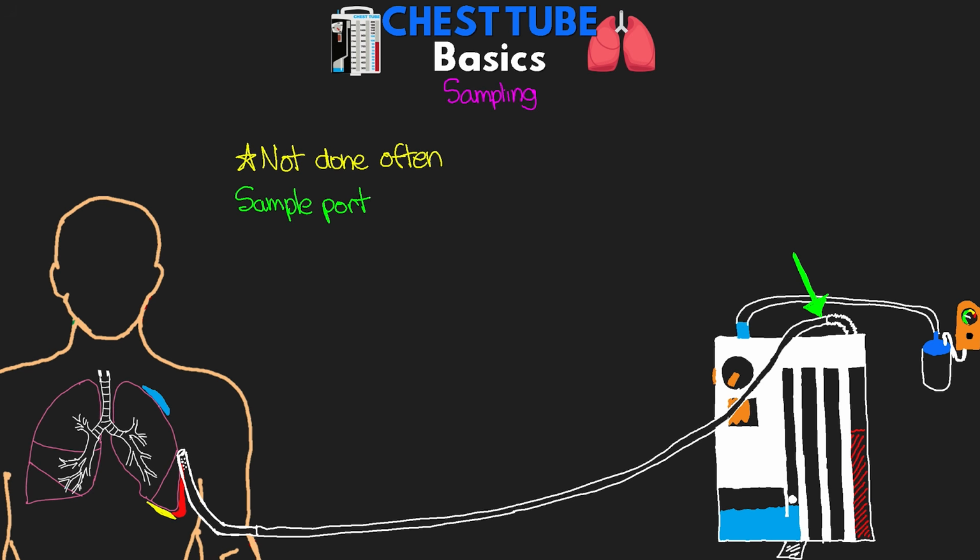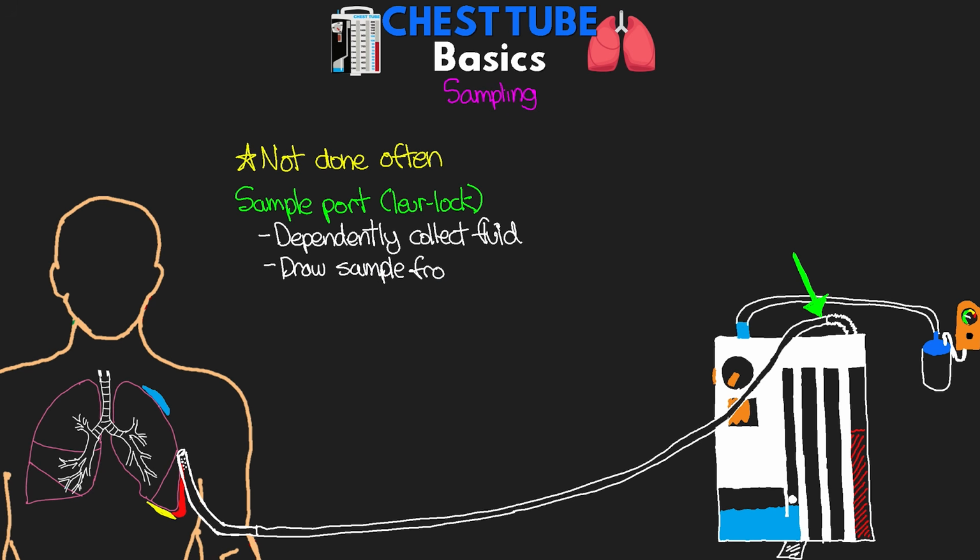Here this is usually a Luer lock connection for a syringe. So you just want to get the fluid down there towards the bottom, dependently collecting the fluid down there, and then hold the tubing just right so that fluid is hanging out near the bottom where that connection is, and then draw up our sample from there.